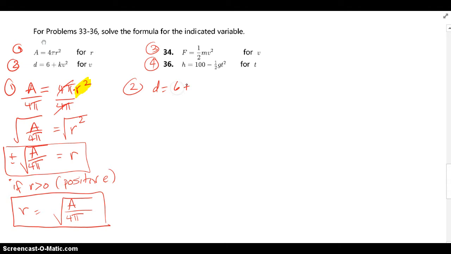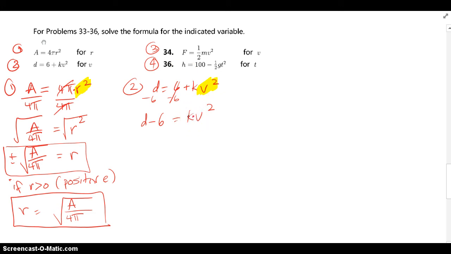Number 2, we have this formula, and we're supposed to solve for v, so I have my eye on the v squared part. Now notice there's a k attached to the v. I'm not going to worry about that yet because there's a 6 added on the same side. I'm going to move the 6 over first. Not like terms, so I leave them separate. Always move over the other garbage first and then take care of what's attached to it at the very end.